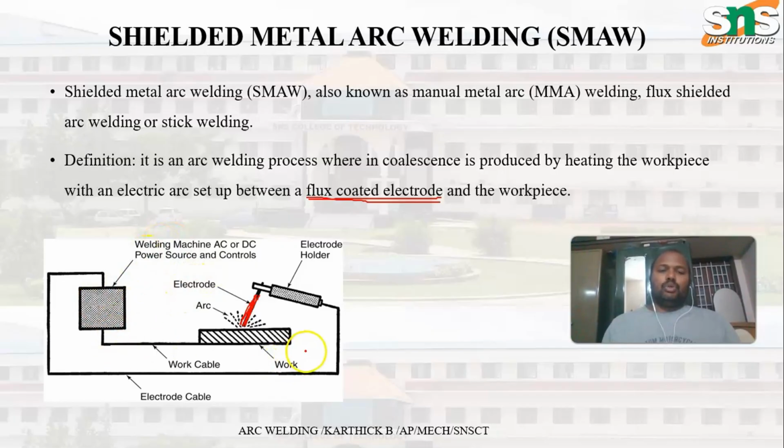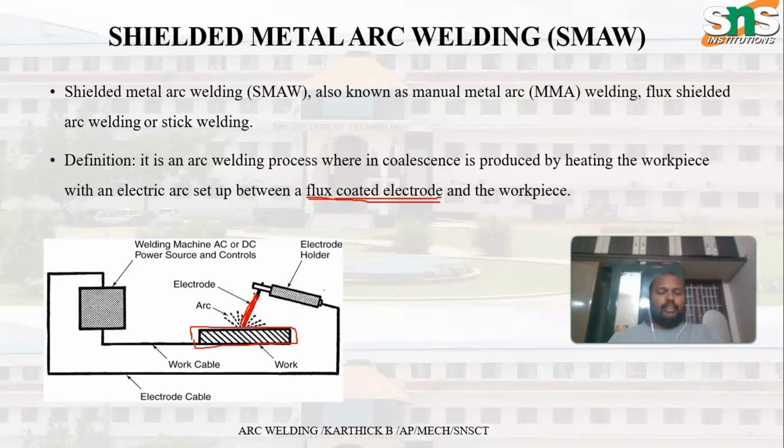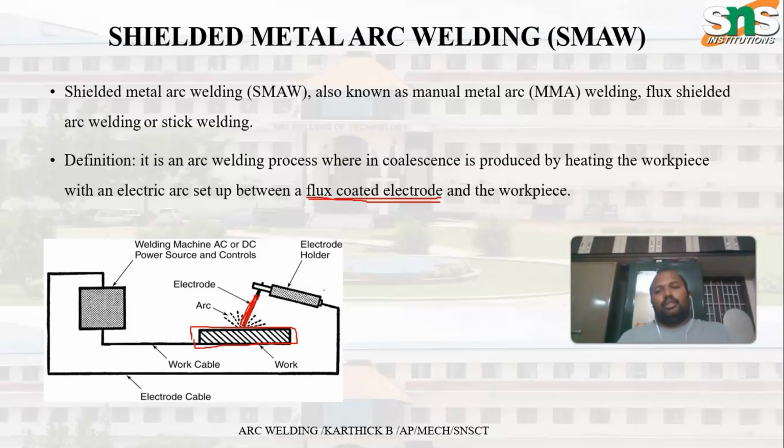There are two polarities. The negative polarity is given to the workpiece, this is the workpiece, and the positive polarity is taken towards the electrode holder, through which electricity is applied to the electrode. So resistance comes into the picture. Due to this resistance, heat is applied. Okay, done.